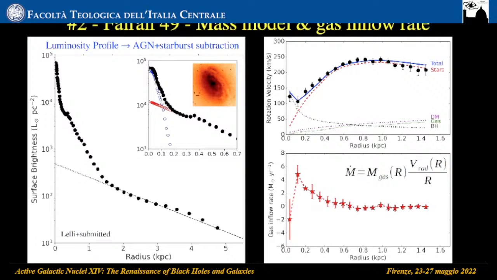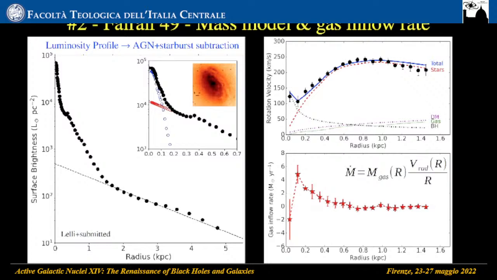Now, with this type of modeling, we can also measure roughly the gas mass. And so if we know the gas mass at each radius, we can quantify the gas inflow rate, which is essentially the gas mass times the radial velocity divided by R. And we find that it's around zero in the outer parts. And then in the center, it increases and is of the order of a few solar masses per year.